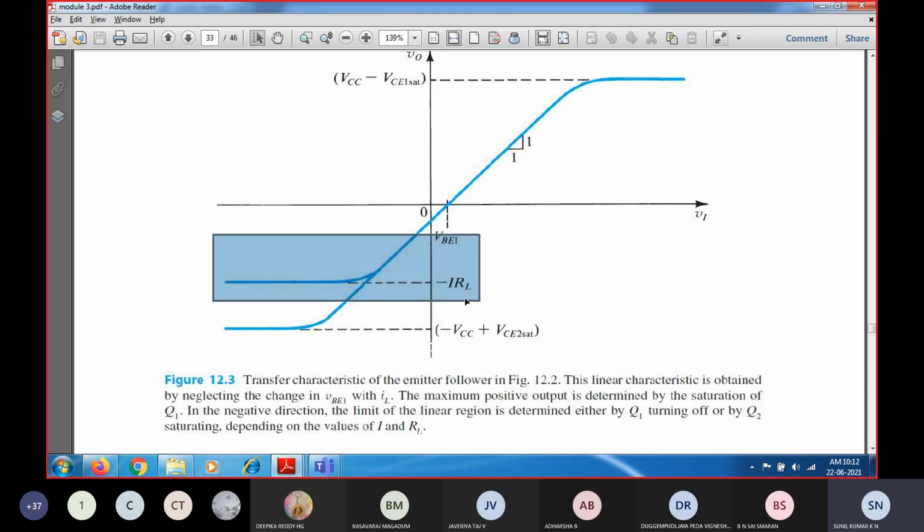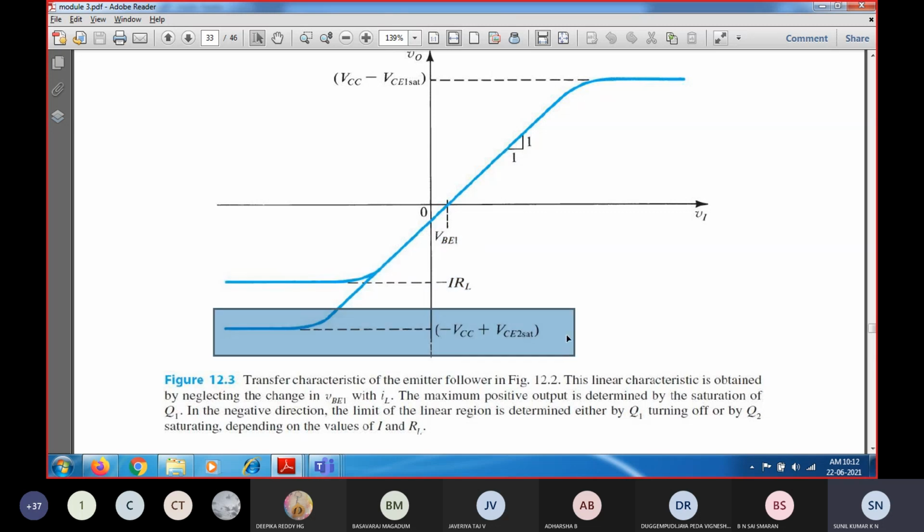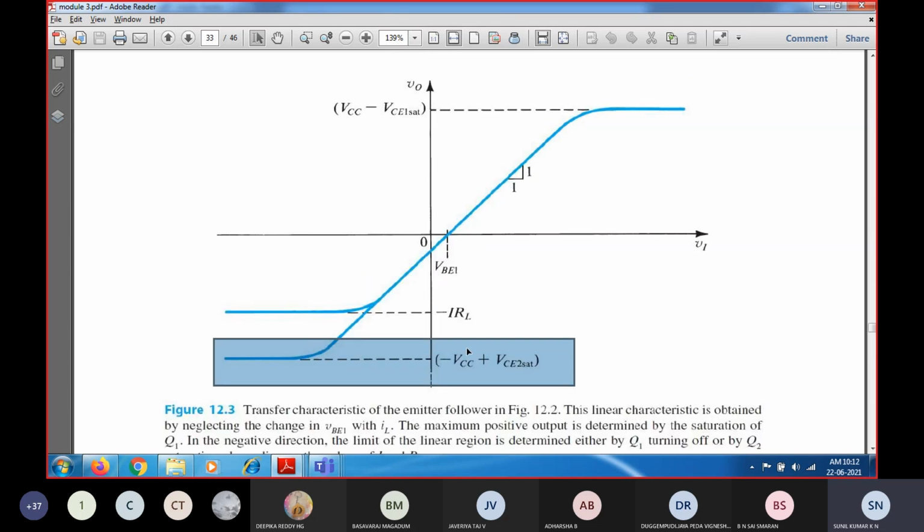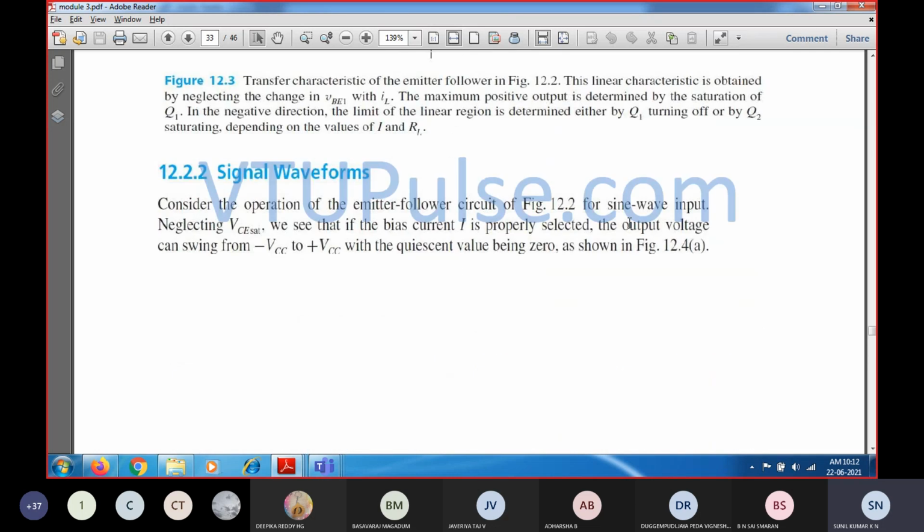Whereas if you still increase the reverse bias diode, if you are going to increase the voltage, then you are going to get the output voltage to reach a maximum of minus VCC plus VCE saturation. So this is the maximum negative voltage swing, and this is the maximum positive voltage swing.